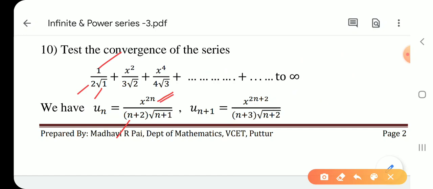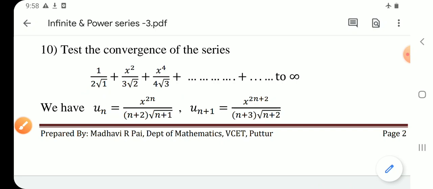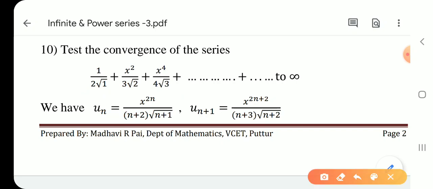When you put n is equal to 1, x to the power 2 into 1 is 2, you have got here. If you put n is equal to 1, 1 plus 2 is 3, got here. 1 plus 1 is 2. Like this we will obtain the general form. To get un plus 1, in the place of n, you put n plus 1. When you put n plus 1 here, it becomes x to the power 2n plus 2. When you put n plus 1 in the denominator, n plus 1 plus 2 is n plus 3. N plus 1 plus 1 is square root of n plus 2.